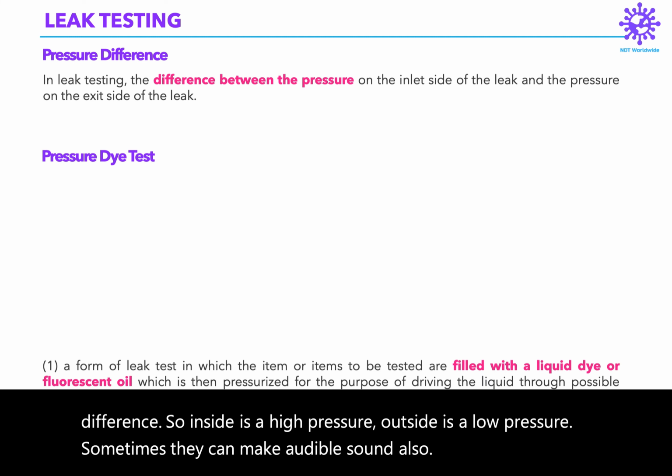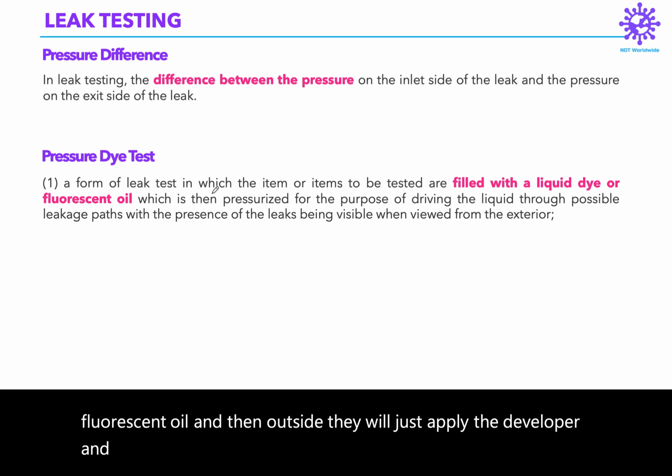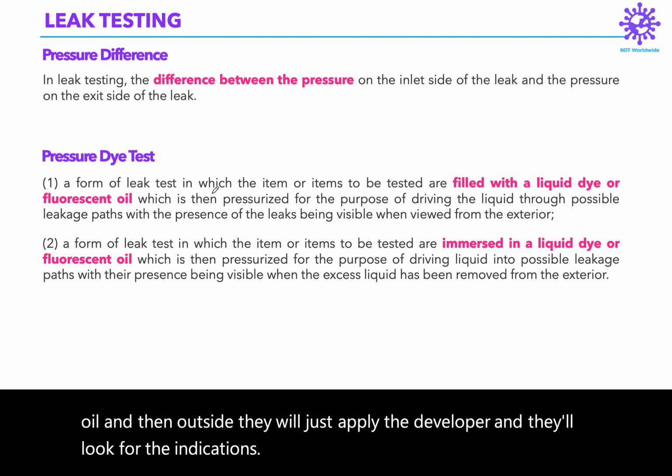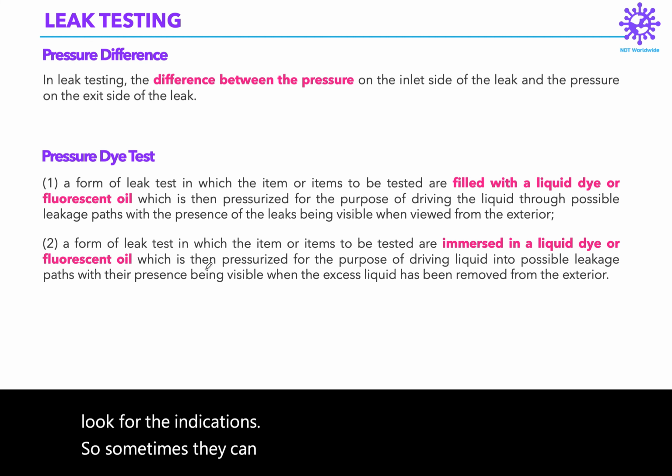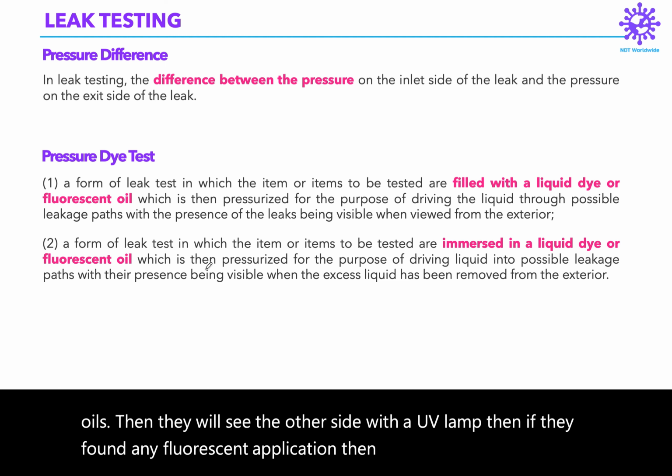Then pressure testing: filled with a liquid dye or a fluorescent oil, and then outside they apply the developer and look for the indications. Sometimes they can immerse it in a liquid of dye or fluorescent oils, then they look at the other side with a UV lamp. If they find any fluorescent indication, then they call for repair.